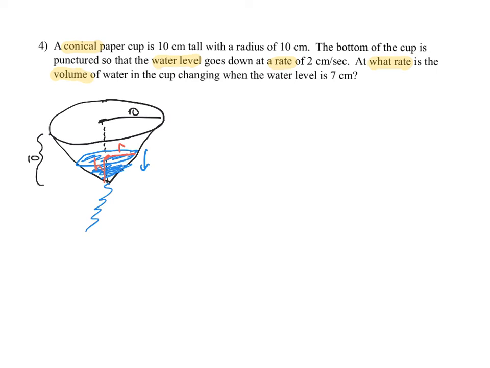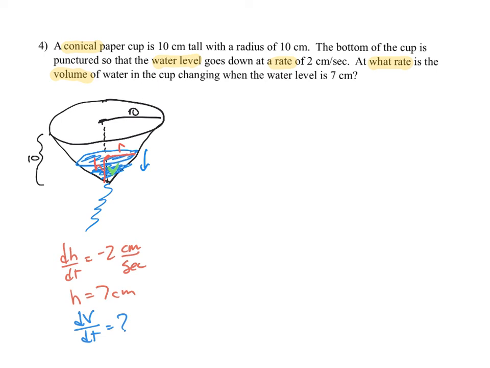And then we're going to get organized by listing our information. So we're told that the water level, the dH/dt, is decreasing at a rate of -2 centimeters per second. If it's going down, it's decreasing, it's negative. At the time we're interested in, the H is 7 centimeters, and we're trying to find out at what rate the volume's changing. So dV/dt is what we're trying to find out. And remember, even though it's hard to label it in here, the volume, I'll label it with this green V, is the amount of water inside there.